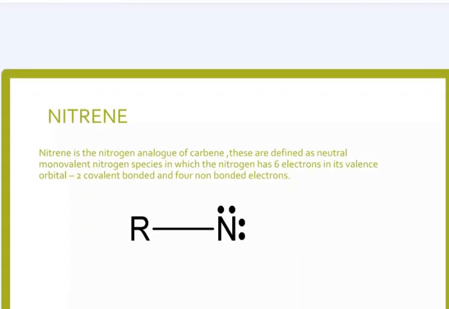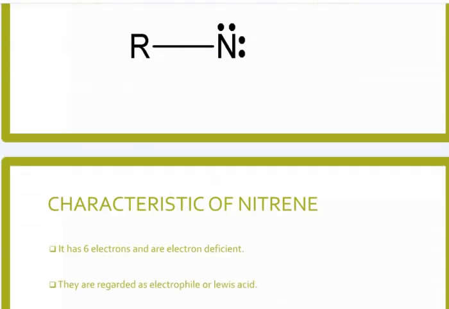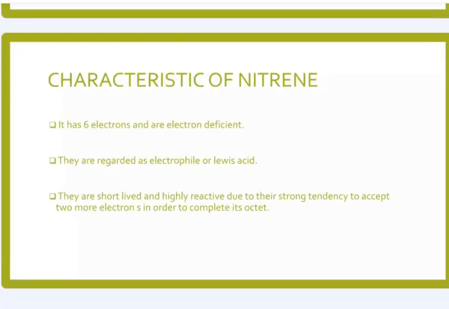Nitrene. So nitrene is the nitrogen analog of carbene. These are defined as neutral monovalent nitrogen species in which the nitrogen has 6 electrons in its valence orbital, 2 covalent bonded and 4 non-bonded electrons. Now characteristics of nitrene, it has 6 electrons and is electron deficient. They are regarded as electrophile or Lewis acid. They are short-lived and highly reactive due to their strong tendency to accept 2 or more electrons in order to complete the octet.